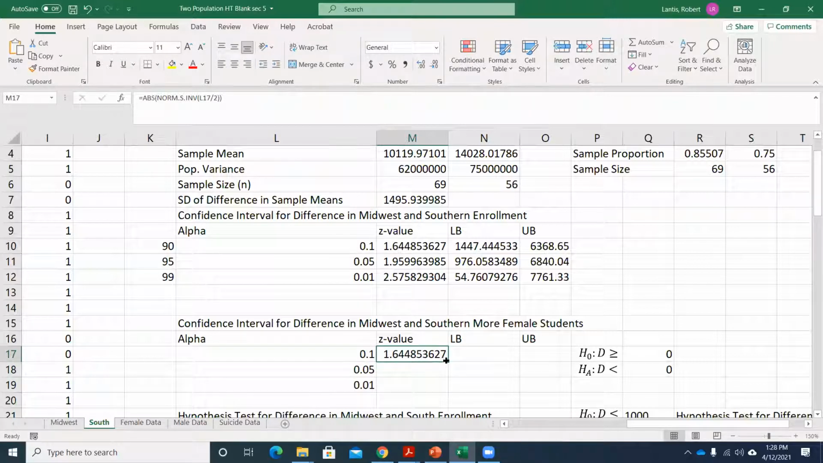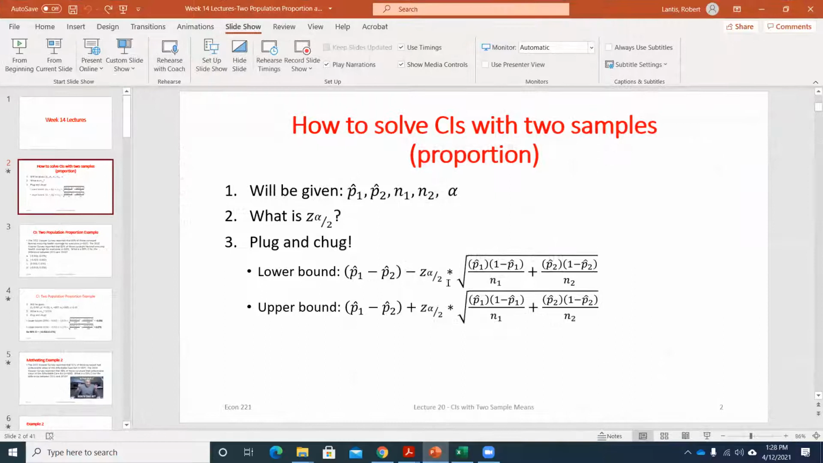Now, when I copy this down, notice these are the exact same three values that I was using when I was looking at the difference in sample means from last class. And it should be. It's the same alpha over 2 on each side of the confidence interval, so I should be using the same z-values. From there, it's a matter of getting our equation entered into Excel.